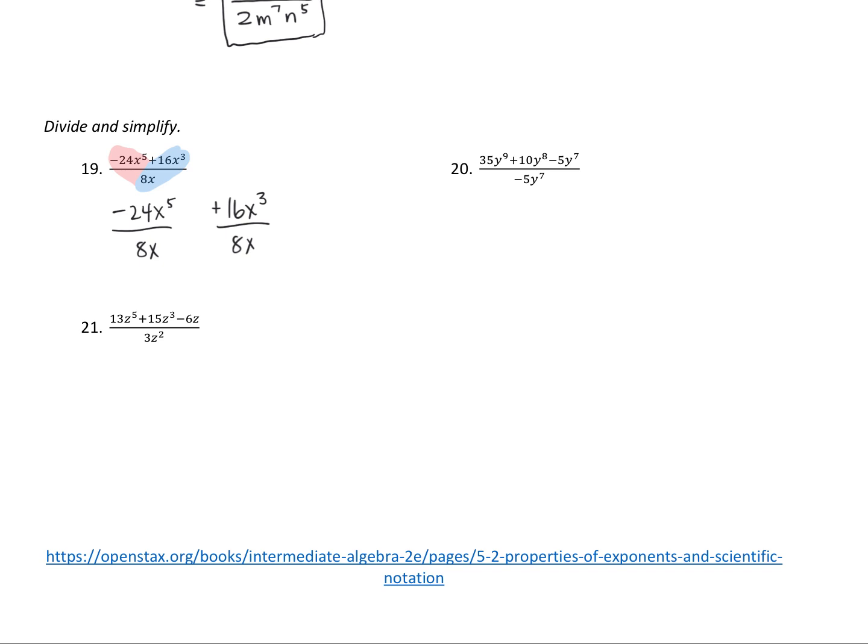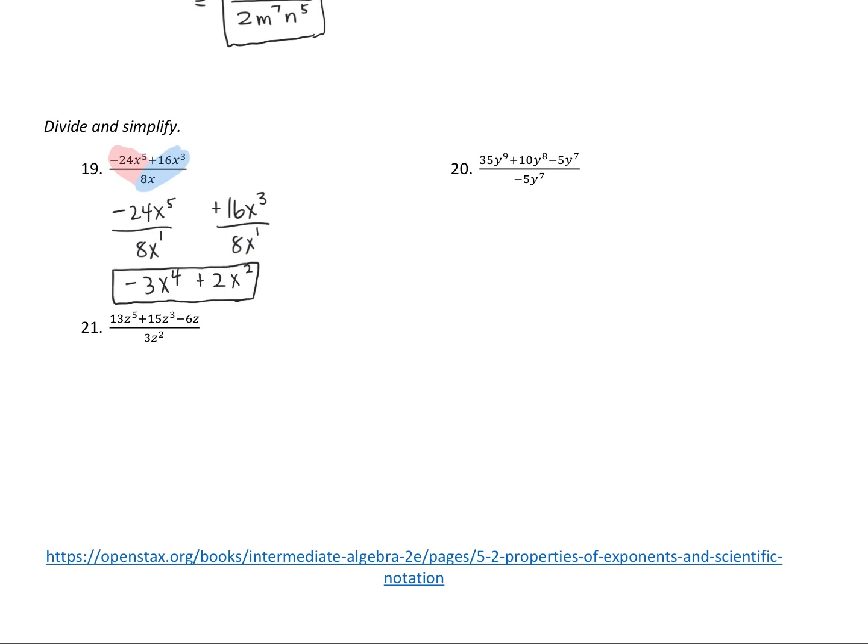So negative 24 divided by 8 is negative 3. x to the 5th over x to the 1st. Since there are more x's on top, I would be subtracting and I would get x to the 4th. And then 16 divided by 8 is 2, so plus 2. There are more x's on top, so I subtract: 3 minus 1 is 2. So x squared. And so this would be it.